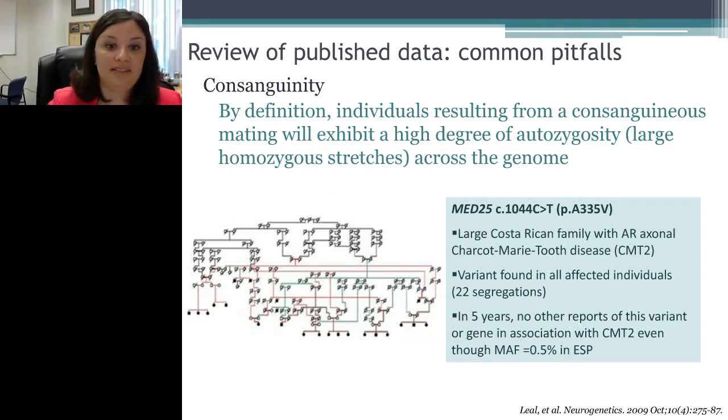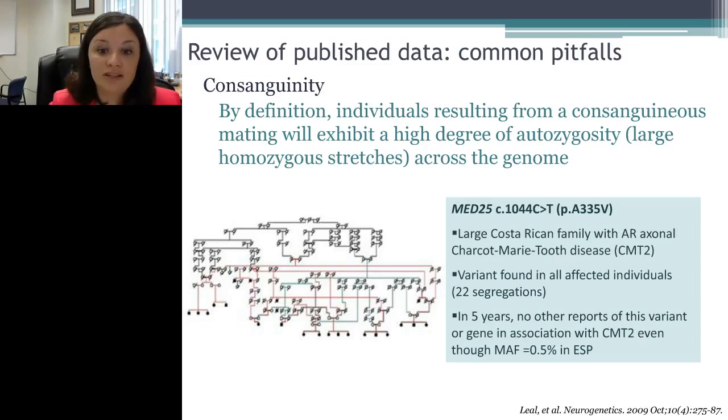Another common pitfall is consanguinity. When we think about consanguinity, by definition, we know that individuals who result from consanguineous marriages will exhibit a high degree of autozygosity. Basically, that means we expect to see many large homozygous stretches throughout the genome. One variant that we came across in a genome sequencing study when we were doing an incidental findings analysis was this variant in the MED25 gene.